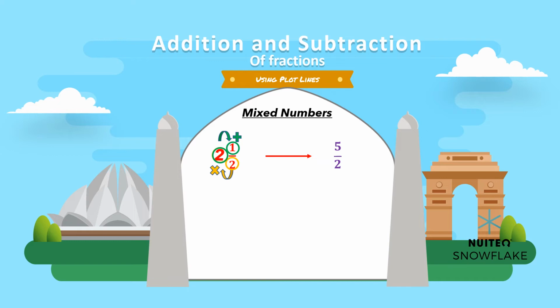If we want to add or subtract two mixed numbers, we just need to add or subtract the whole numbers and add or subtract the fractions separately. Like this.